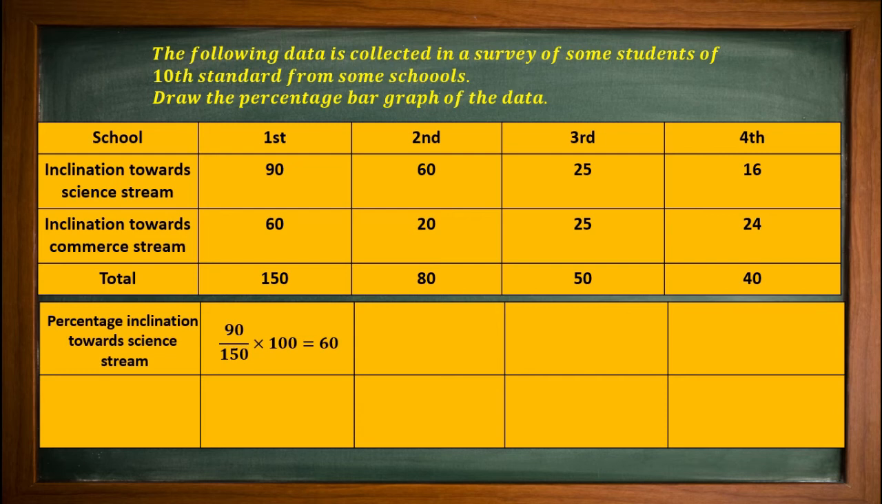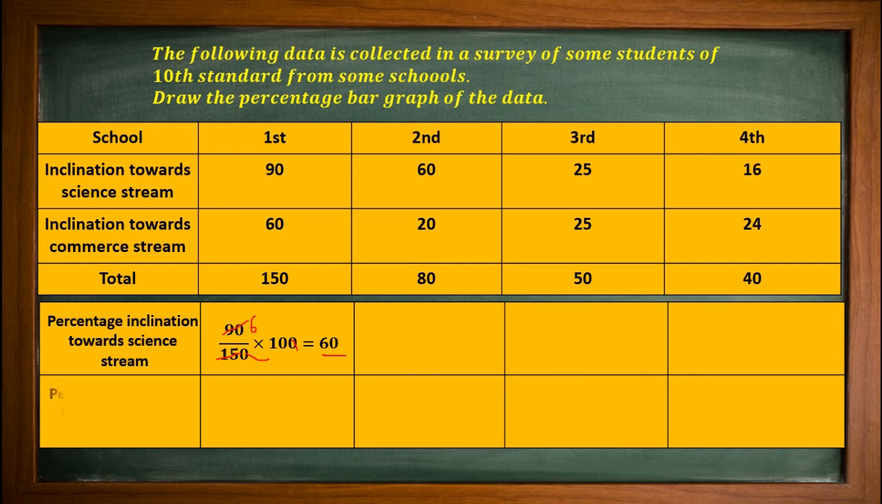So first of all we are going for the first one here, and you will see here that 90 out of 150 students, so the percentage is 60 here. Okay, so you will see here that 15 ones are 15 and 15 sixes are 90, so 6 tens are 60. Okay, like this. So the percentage will be 60 for the first.